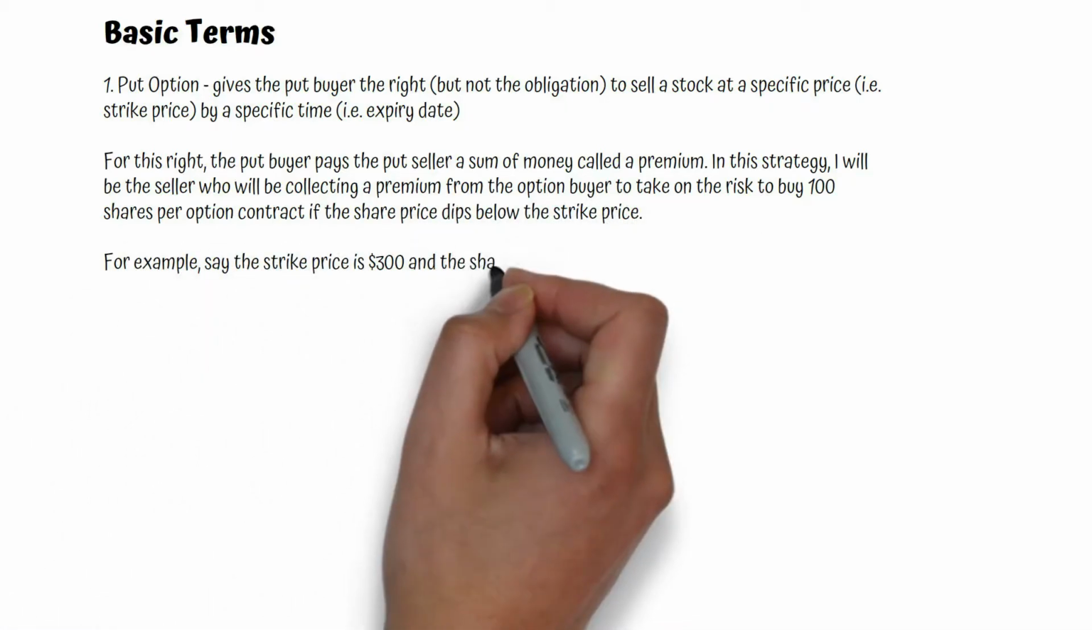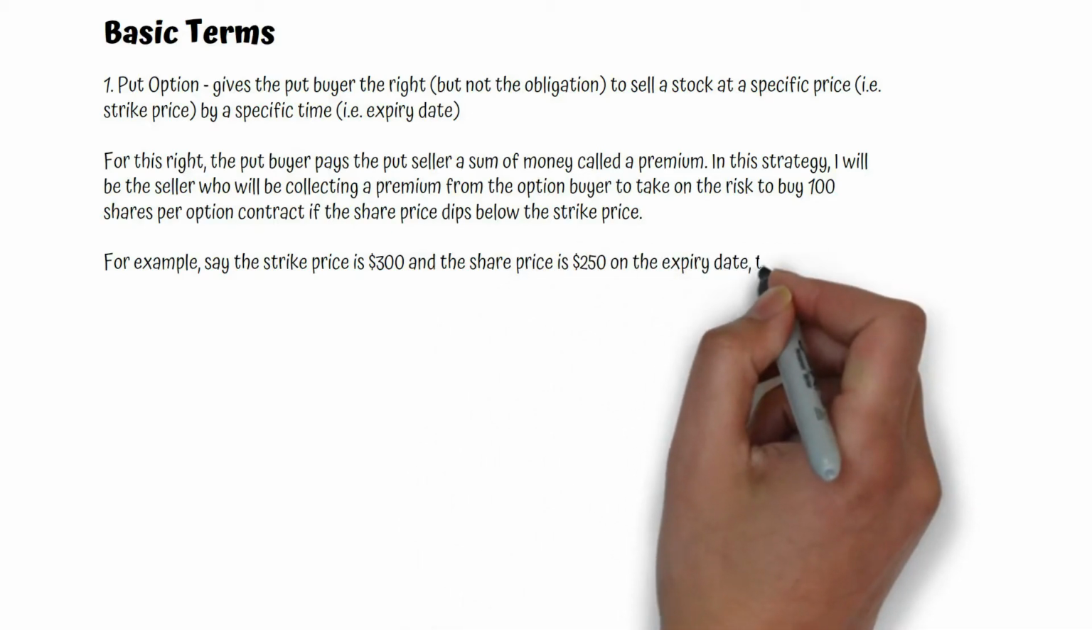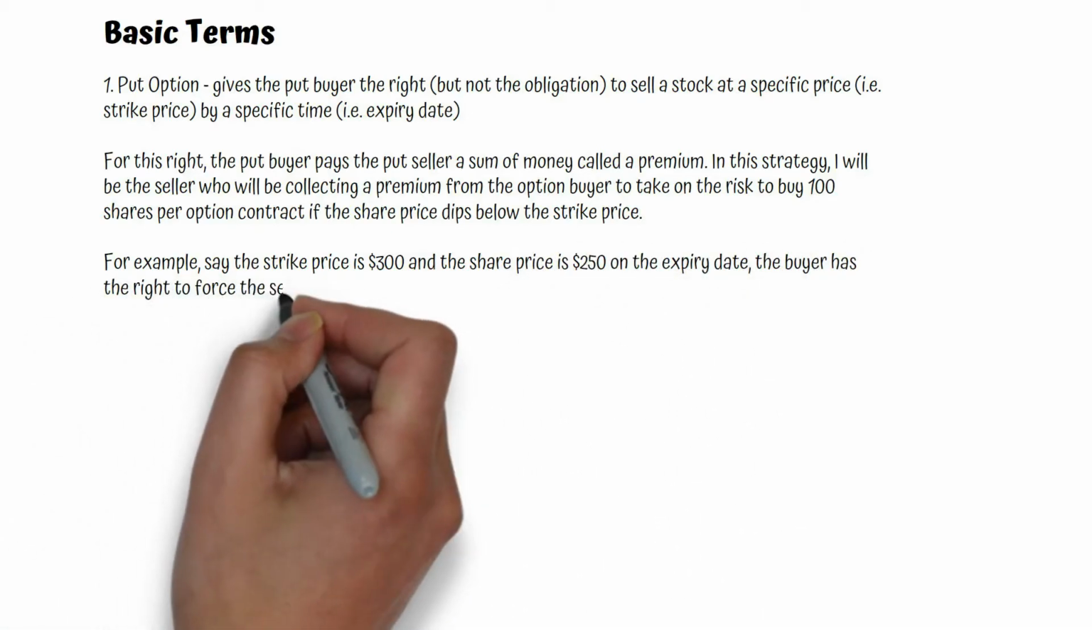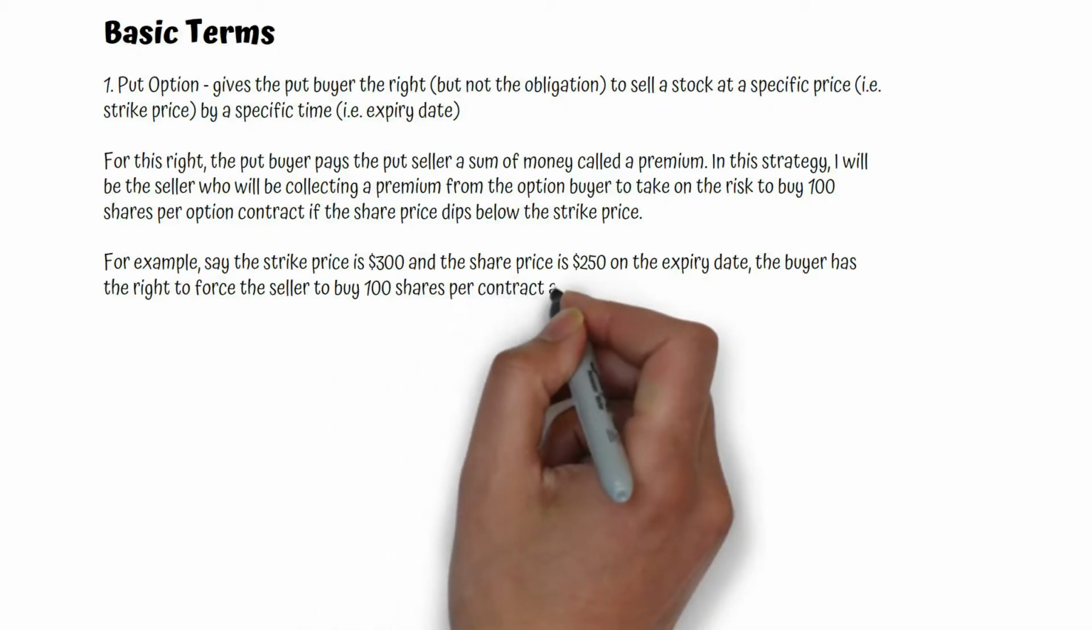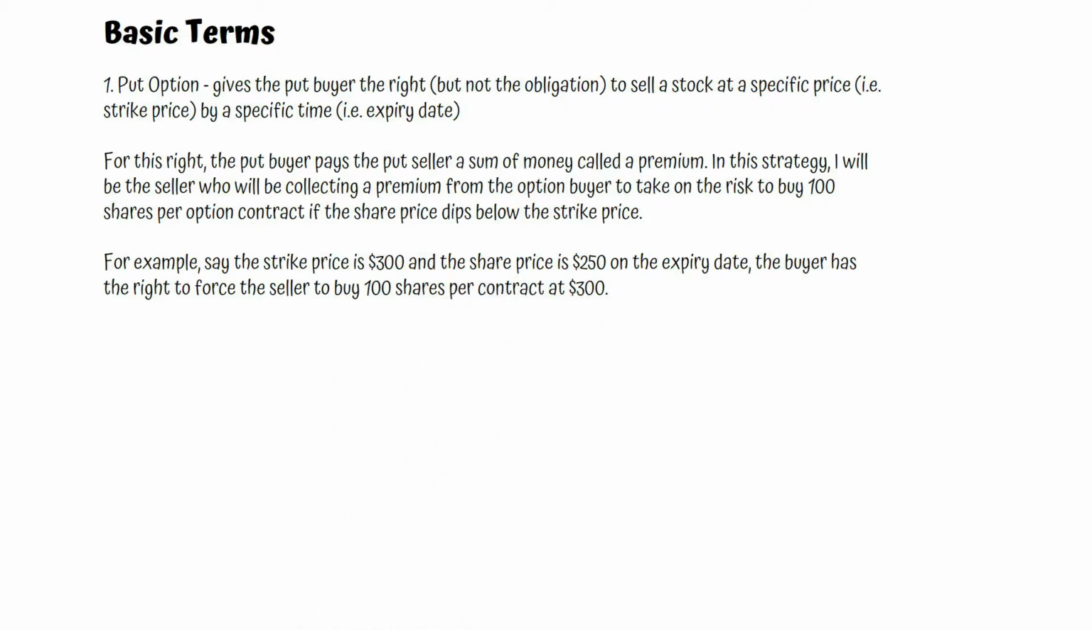For example, say the strike price is $300 and the share price is $250 on the expiry date. The buyer has the right to force the seller to buy 100 shares per contract at $300. Do also note that the buyer can force the seller to buy the shares if the current share price is below the strike price anytime before the contract expires.